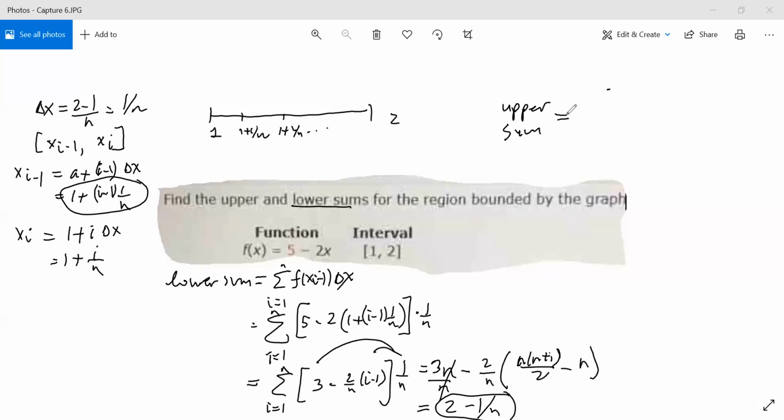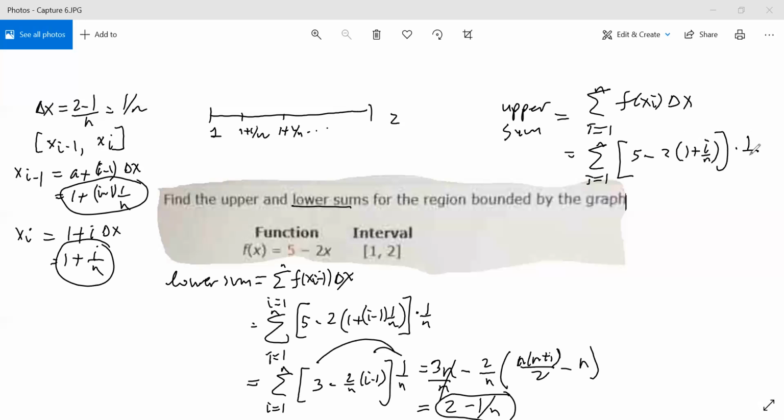The upper sum is going to be the sum of f(x_i) delta x_i from 1 to n. This will be the sum from i equals 1 to n, and then you'll just write, okay, 5 minus, now I'm going to plug this into the function, 5 minus 2 times (1 plus i over n) times 1 over n. Then simplify this, so you will get 3. 5 minus 2 is 3. 3 minus 2i over n times 1 over n, which is 3 over n minus 2 over n squared times i.